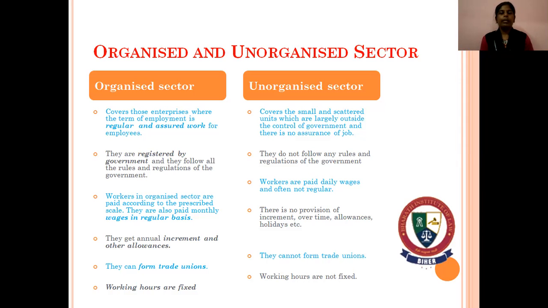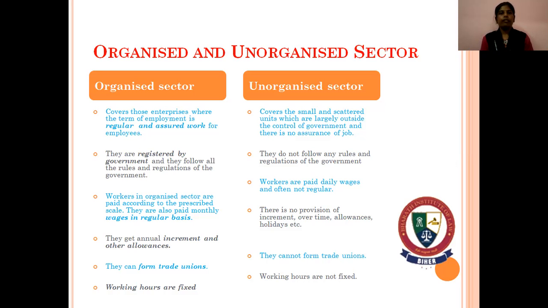They'll also have increments or allowances other than the regular wages. For example, after working here for 1 year, you'll get an increment of 5,000 rupees. This sort of agreement will be there. They'll get certain increments and allowances like house rent allowance, travel allowance, food allowance. Some allowances will be given apart from the wages. They may also be given certain bonuses from the profit. These are some of the merits in an organized sector, which we cannot see in an unorganized sector.